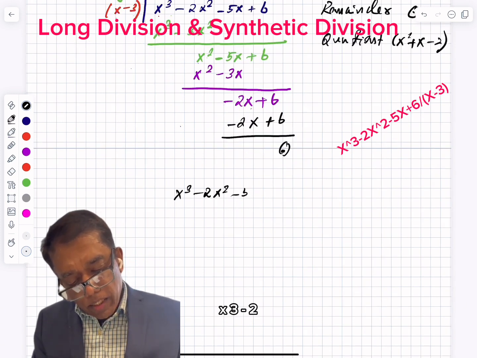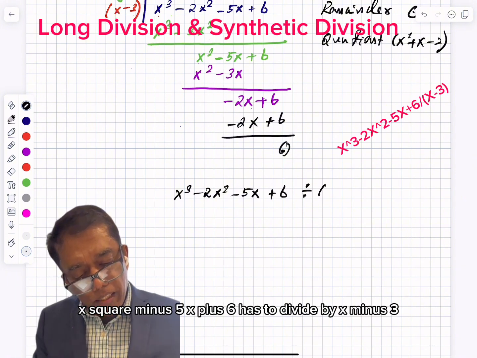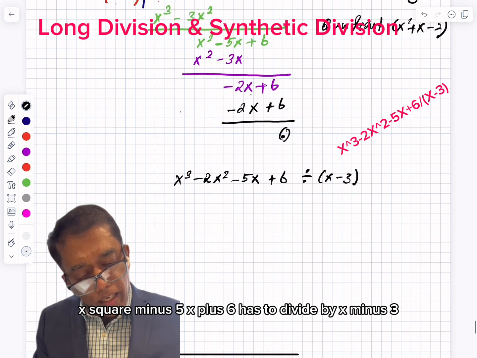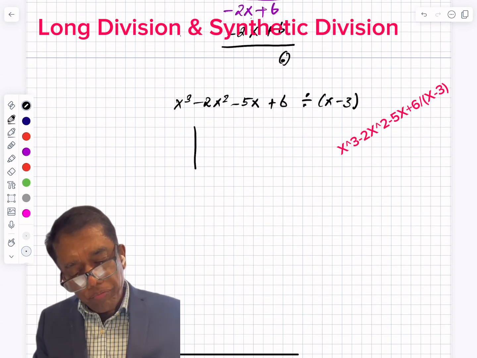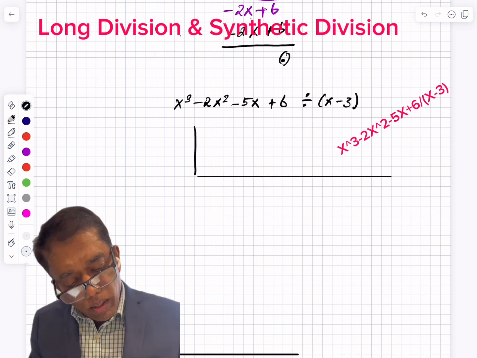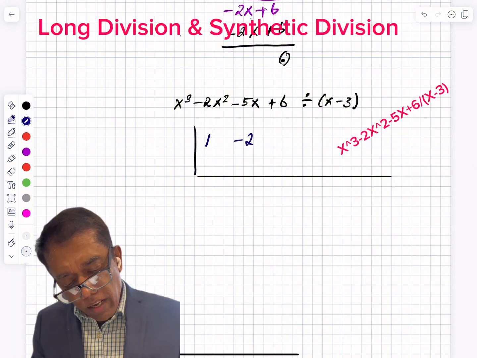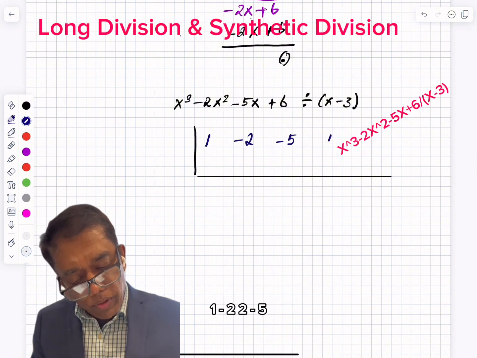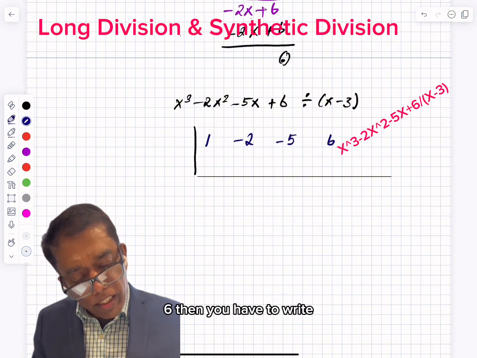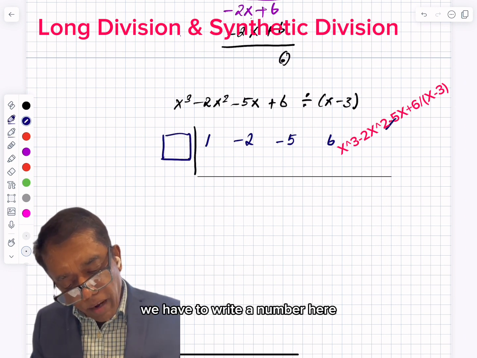x^3 - 2x^2 - 5x + 6 has to be divided by x - 3. Then we have to draw this one. The first step is to write down the coefficients: 1, -2, -5, 6.